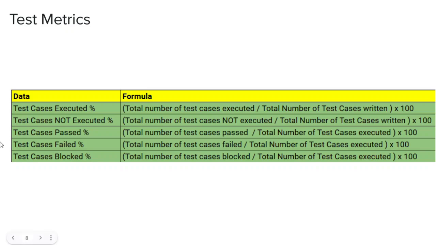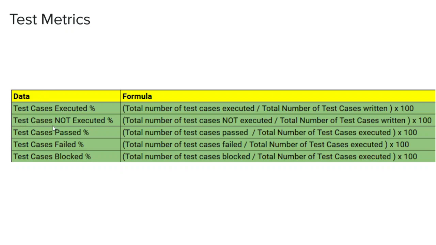For example, percent of test cases executed. So what percent of test cases have we executed in the release? What is the formula to calculate that? The total number of test cases which are executed divided by the total number of test cases which are written, into 100. So this formula will give you the total percent of test cases executed. It can be 80%, it can be 90%, it can be 95%. Whatever data you are getting, we should note down that data.